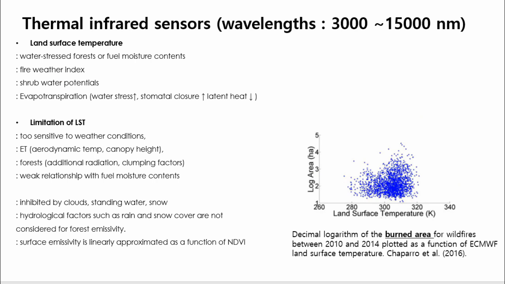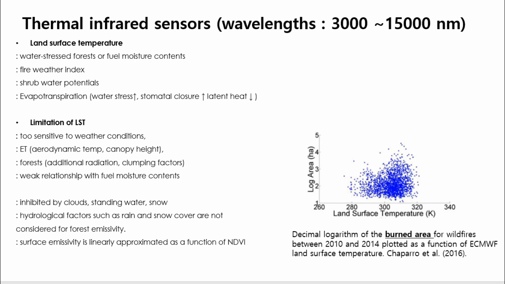that we can do with thermal infrared sensors in a different wavelength region. One of them would be to retrieve land surface temperature, hopefully indicative of fuel temperature. We would like to look at water stress or fuel moisture contents out of land surface temperature. And actually land surface temperature is widely used for the estimation of fuel moisture contents. It is usually one of the inputs for the estimation of fuel moisture contents.